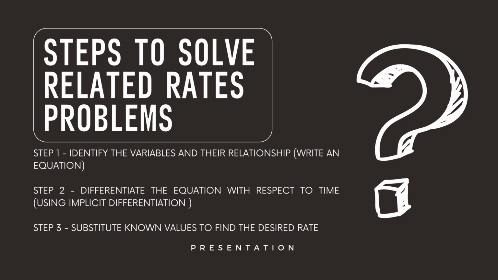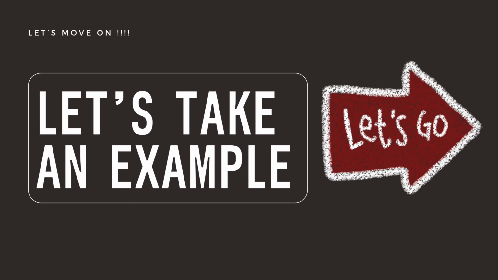There are a few steps to solve a related rates problem. Here are the steps. Step 1: identify the variables and their relationship. Write an equation. Step 2: differentiate the equation with respect to time, using implicit differentiation. Step 3: substitute known values to find the desired rate. It's easy, right? Now let's take a practical example to apply what we've learned so far.